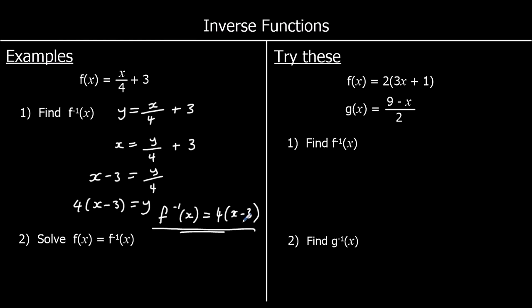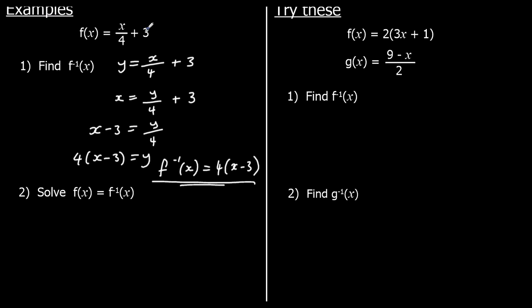Question 2. Solve f of x equals f inverse of x. So f of x is x over 4 plus 3, and f inverse of x is 4 times (x minus 3). So let's solve this.